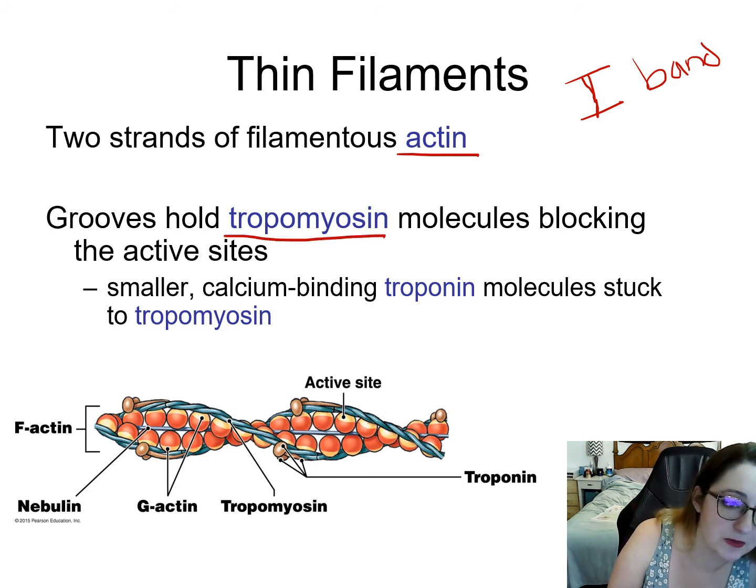tropomyosin. Tropomyosin molecules are going to block the active sites. So these active sites are where we want to have the actin bind with myosin. Tropomyosin is sort of like a guard dog, if you will. It needs to be lured away with calcium in order for the active sites to become open. So once that happens, our actin can bind with our myosin.